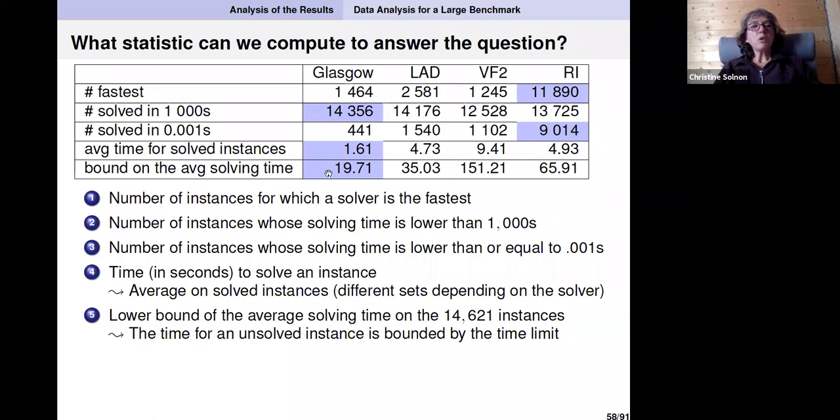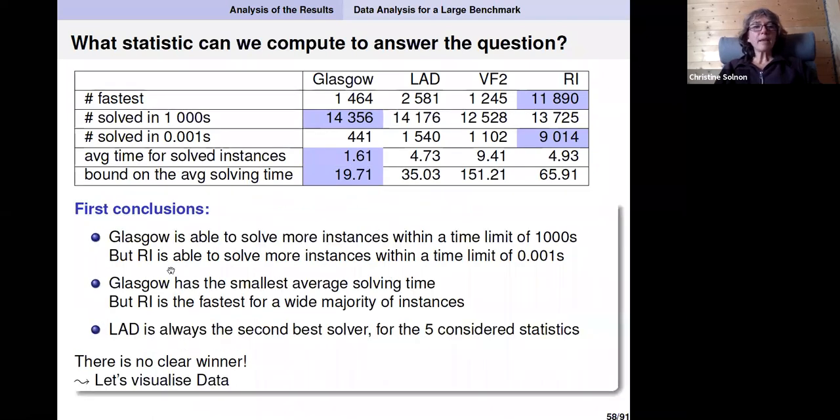So the first conclusion is that there is no clear winner. Sometimes Glasgow is better than RI, sometimes RI is better than Glasgow. And well, LAD is always the second best solver for the 5 considered statistics. So maybe LAD is a good solver, I don't know. So I need to visualize the data.